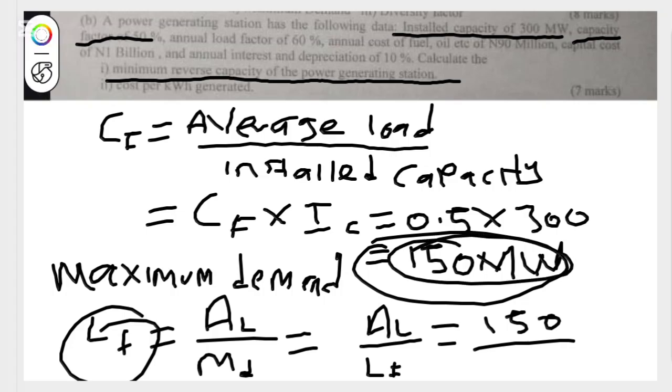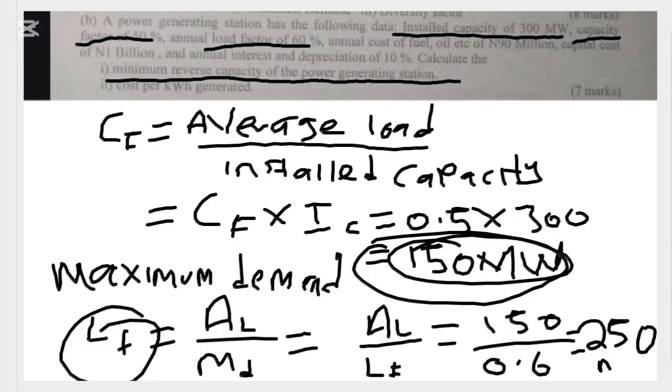So I will say 150 divided by the load factor. What is the load factor? The load factor is 60%. So we are going to convert it. It will become 0.6. So at the end I will get 250 megawatts as my maximum demand.